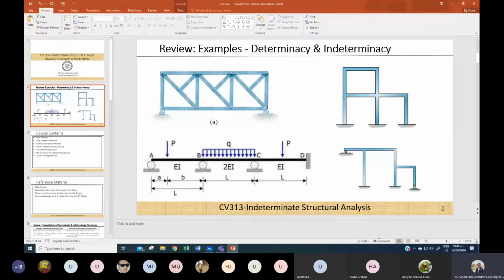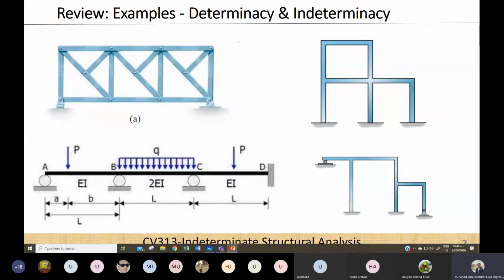So let me give you some simple examples. Can you tell me whether this truss is determinate or not? You can solve it on your notes.